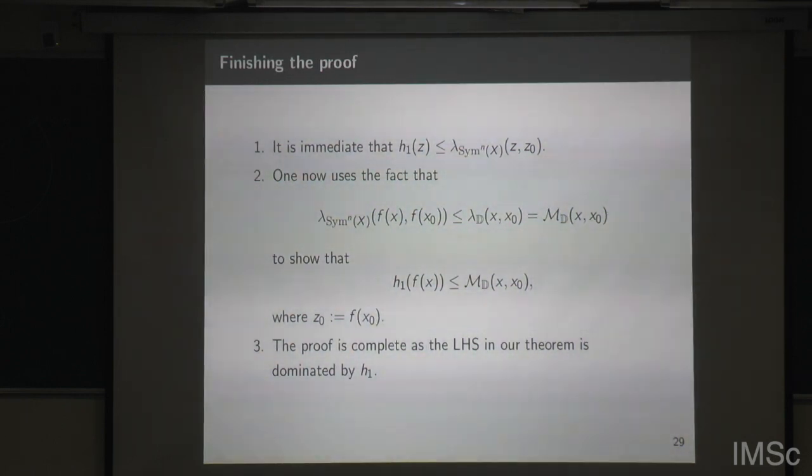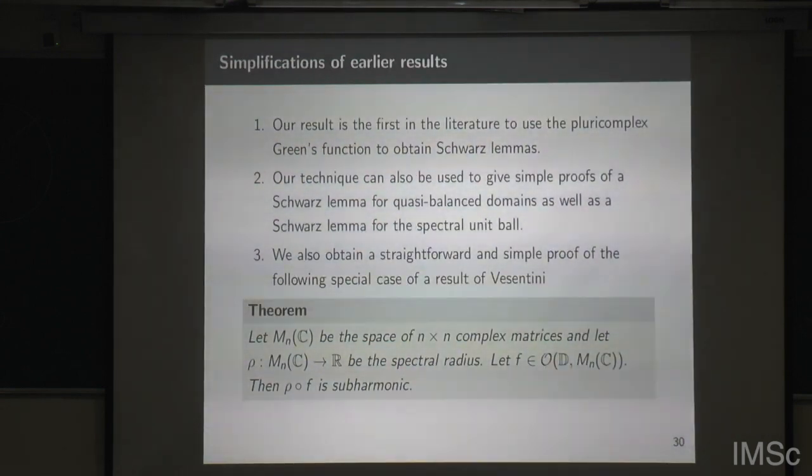Essentially what you do is, if it so happens that the mapping f is so peculiar that it maps entirely into the critical set V, then we can convert it to a mapping to a lower dimensional symmetric product. If it so happens that the image of f itself is contained in the critical set of the map pi sim, then you just transfer it to a lower dimensional symmetric product. Now the proof is complete, as the left hand side in our theorem is dominated by H1, and we are done. So finally let me just say what simplifications are possible by the use of this technique.